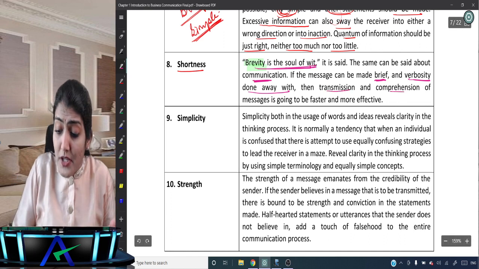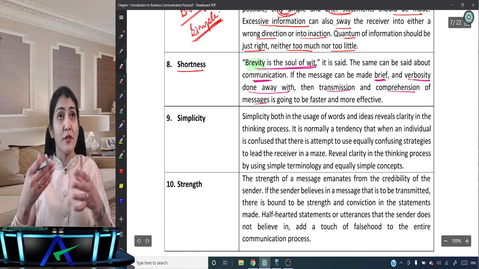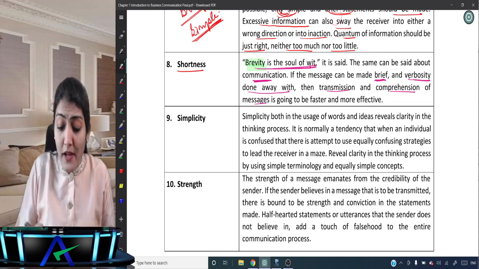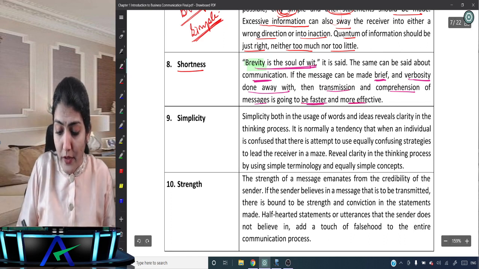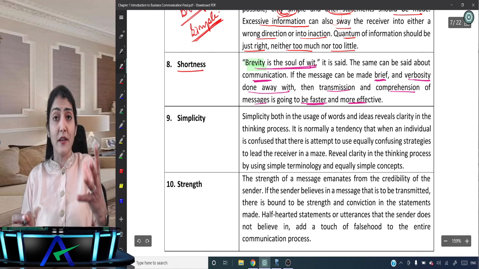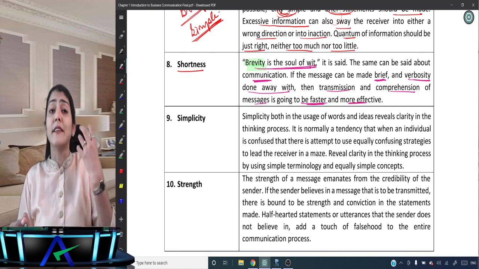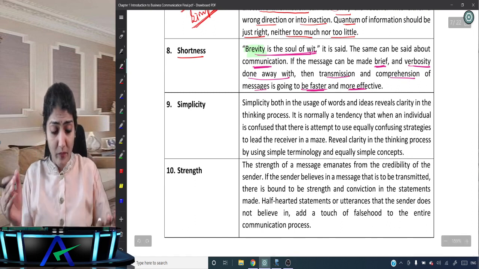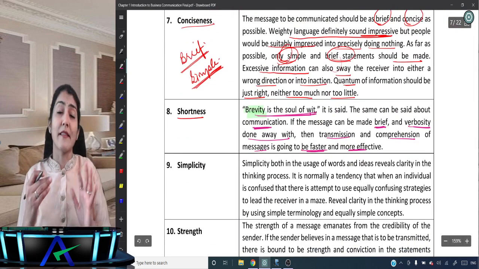Then transmission and comprehension, that is, sending the message and comprehending, that is, understanding the message, is going to be faster and more effective. Right? It is going to be faster and more effective. So what does it say? Shortness. And that comes along with conciseness itself.